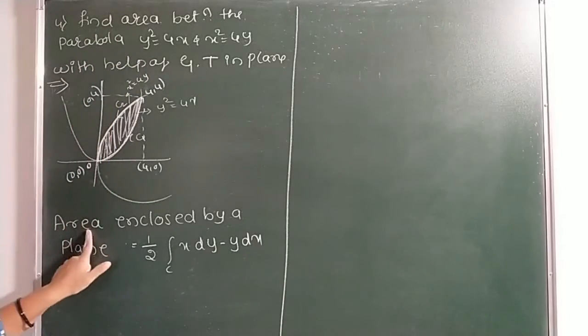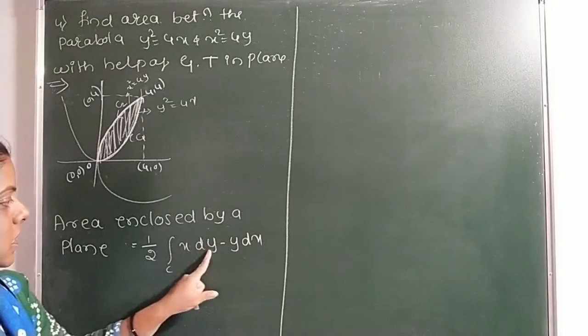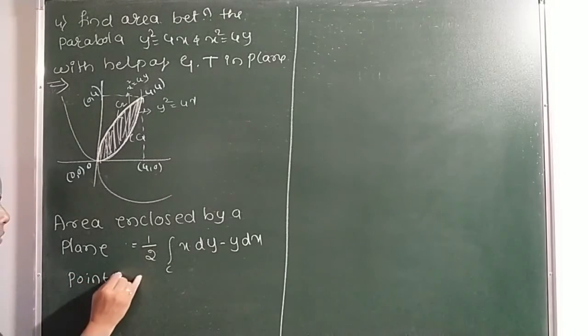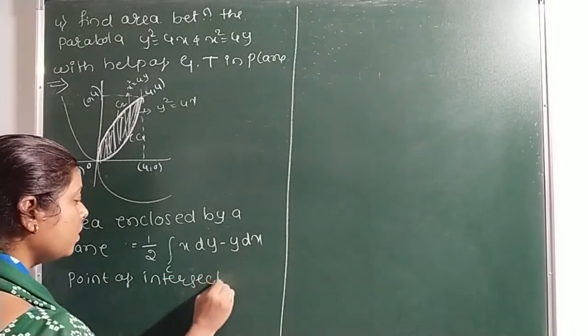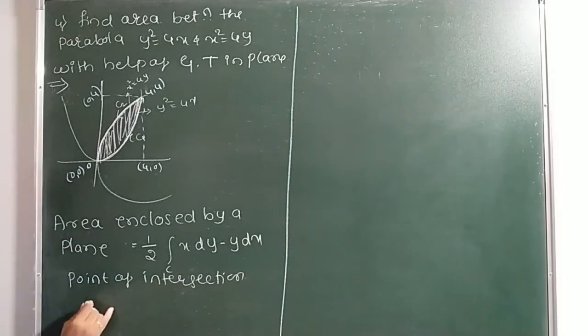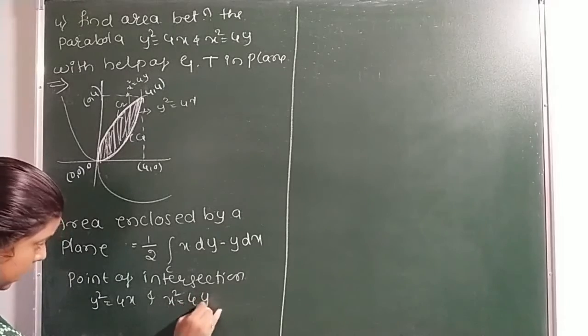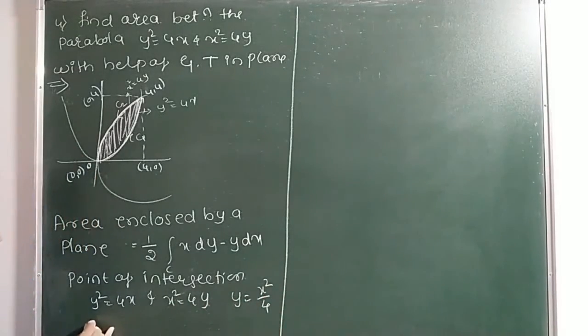They ask the area enclosed by the plane, which is 1 by 2 integration of x dy minus y dx. This is the area formula. By using this we have to find the point of intersection. By using the parabolas, they given y square is equal to 4x and x square is equal to 4y. Then y is equal to x square by 4. This you have to substitute here.